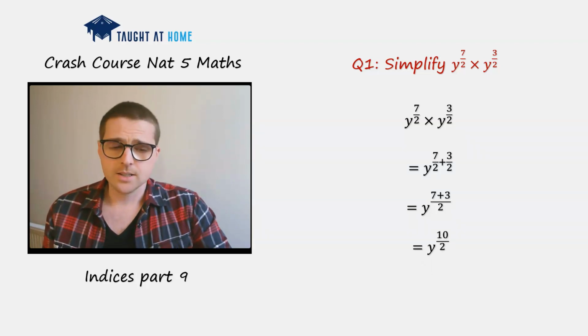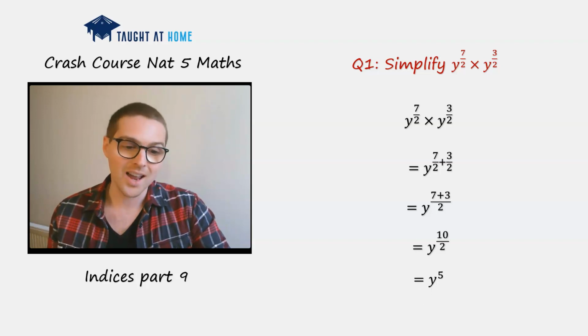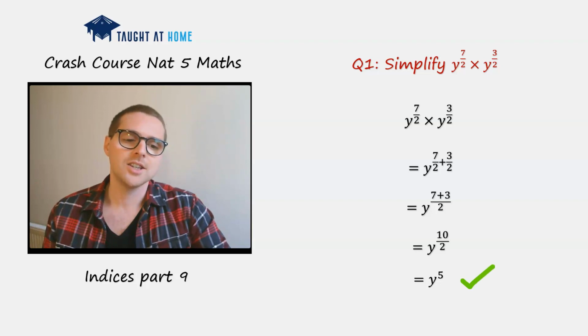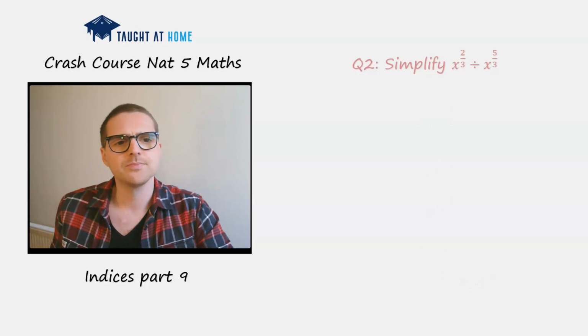Do we leave it like that? No, because 10 divided by 2 is of course 5. So we can simplify that further to say that it's y to the power of 5. And that is the correct answer. Alright, so let's go for another example.